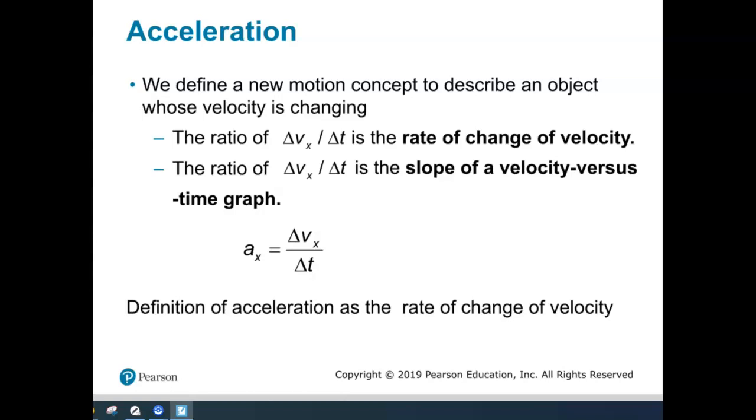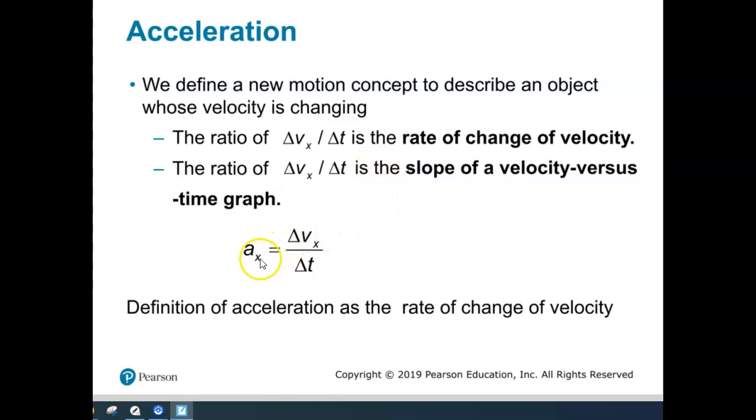acceleration. So this is a new concept, and I'm just going to go through it again, even though we spoke about it in the last video. So acceleration is a ratio of the rate of change of velocity. So it's how much your velocity changes, so delta v, divided by how much time goes by. So that's what makes it a rate. And it's also that slope of that graph.